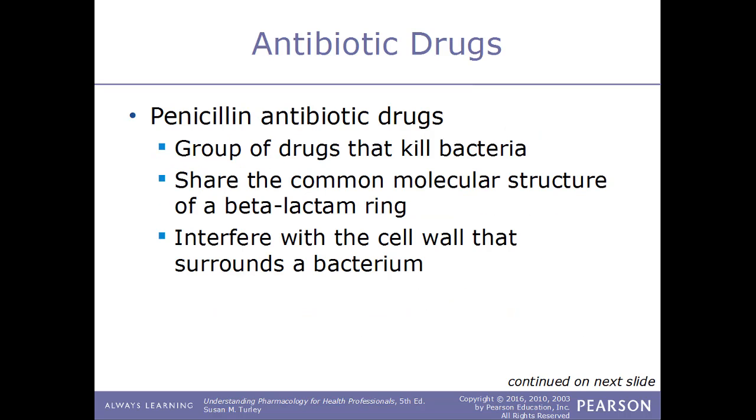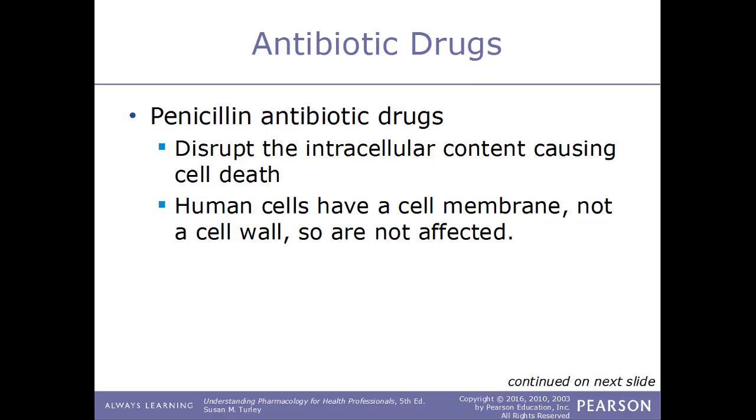Alright, now we'll talk about antibiotic drugs. And one kind we'll focus on here are the penicillin antibiotic drugs. Now, this is a group of drugs that will actually kill bacteria. And these share a common molecular structure of a beta-lactam ring. And how this class of drugs will work is they interfere with the cell wall that surrounds the bacterium. And this will disrupt the intracellular content, causing the cell death. Antibiotics won't affect human cells because human cells only have a cell membrane. We do not have a cell wall like bacterium do.